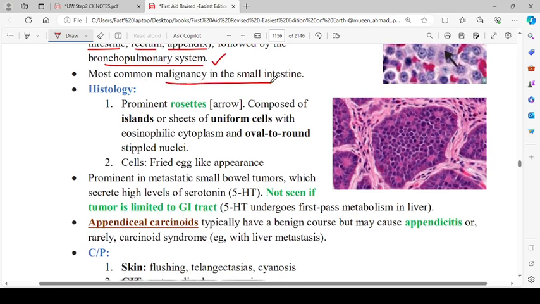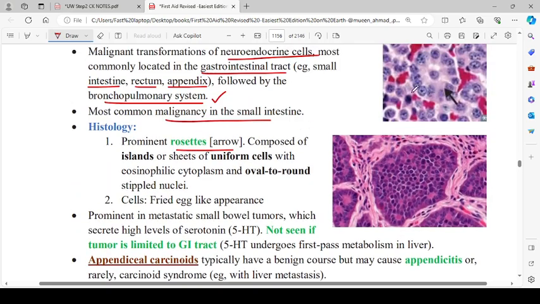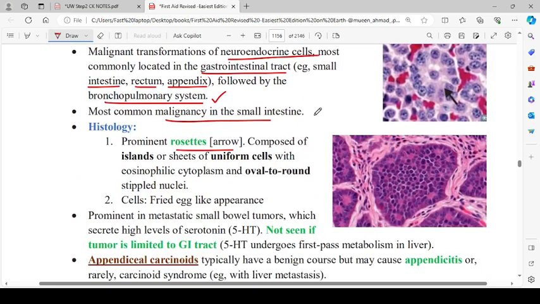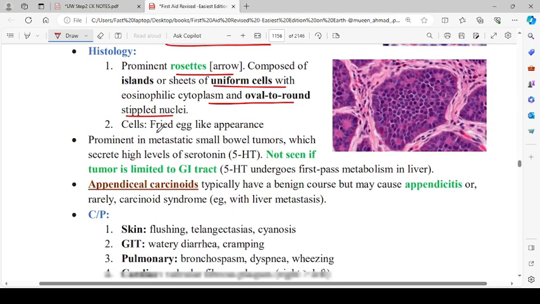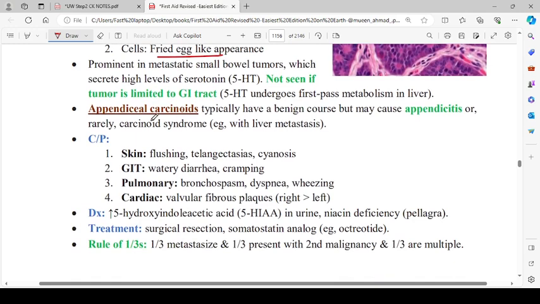Most common malignancy in the small intestine. Histology shows prominent rosettes, meaning a floral appearance, composed of islands or sheets of uniform cells with eosinophilic cytoplasm and oval to round stippled nuclei. Cells will give us a fried egg-like appearance. Prominent in metastatic cells, metastatic small bowel tumors.